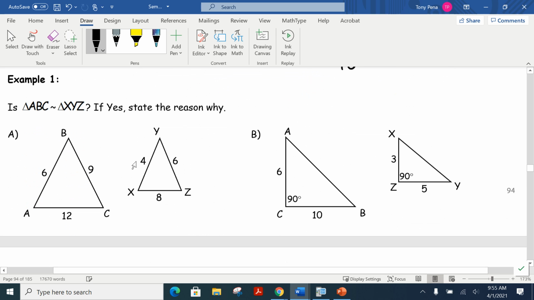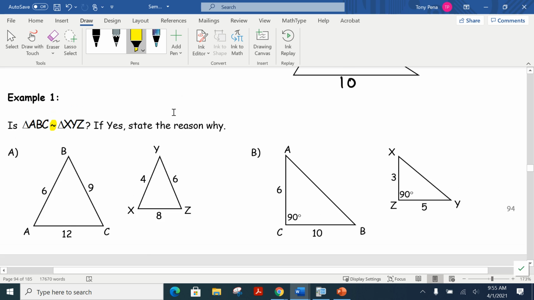All right, so here's how we're going to now do this. It says, are these two triangles, ABC and XYZ, similar? So is triangle ABC similar to XYZ? And if yes, you're going to state which of those three reasons above. When we think about all these different options, notice in here there are no angles marked whatsoever.